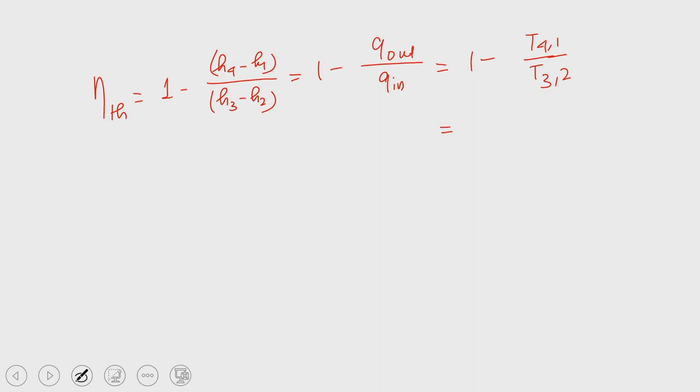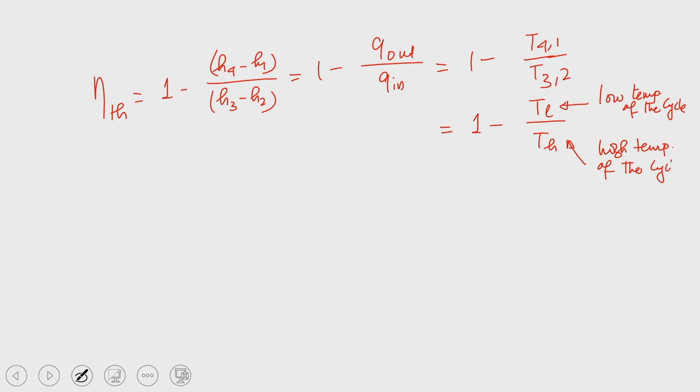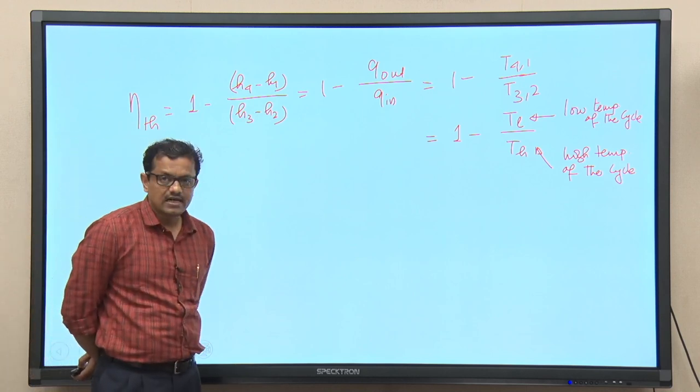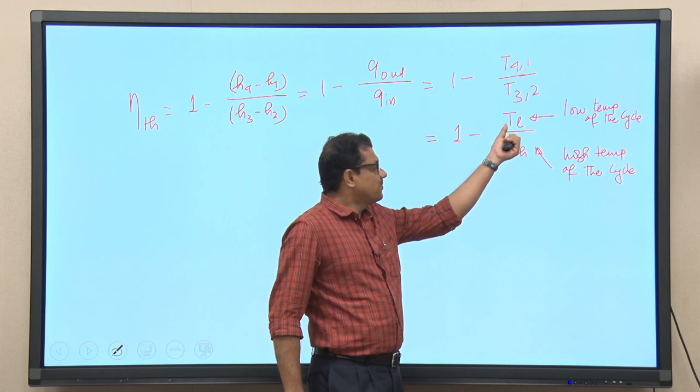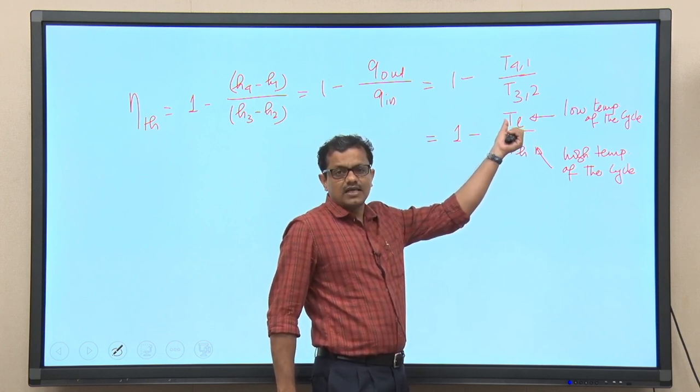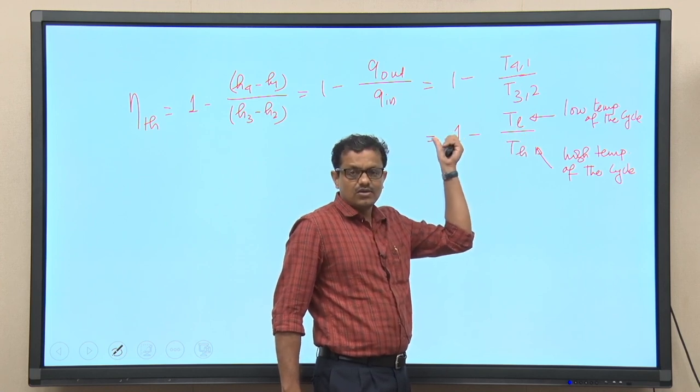So, this we can write for the reversible processes that you have studied in thermodynamics: 1 minus T lower divided by T higher. This is the low temperature of the cycle and this is the high temperature of the cycle. So, try to understand, even though it is an ideal cycle, what we can understand from this expression is that if we reduce the low temperature part of the cycle, then efficiency can be increased.